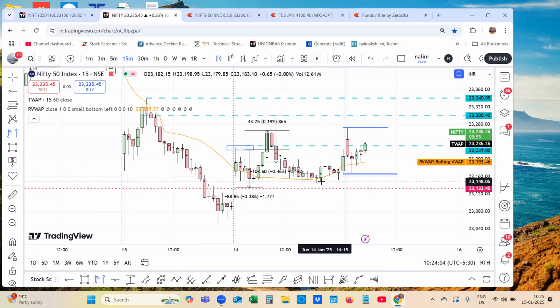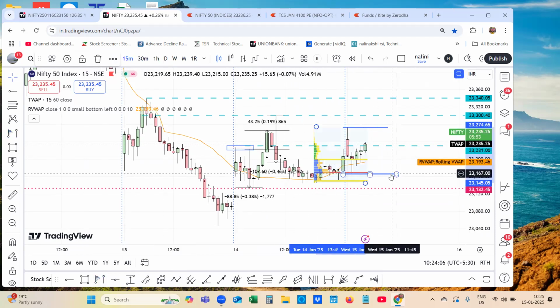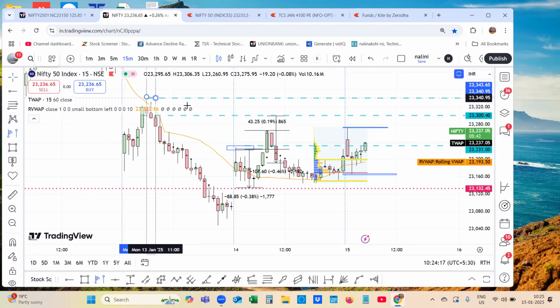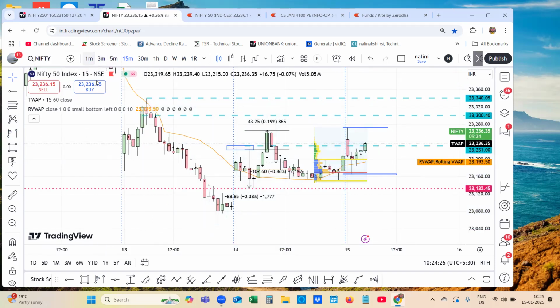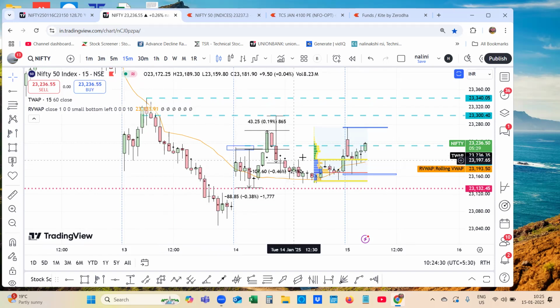If I put a volume profile over here, you can see the market is above the previous day value area high. So now let me take this volume profile from here to here and apply it here. The value area high is around here. And also you can see the TWAP resistance I have marked. So it will act as a guideline.